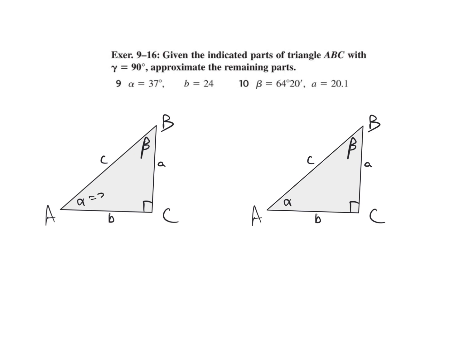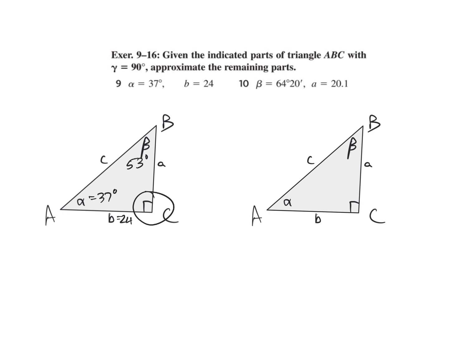So alpha is 37 degrees. What's beta? You take 90 minus 37. Why is it 90, not 180? Because they all have 90 degrees there. 180 minus 90 is 90 degrees left to be used between the two. So 90 minus 37 is 53, so that's 53 degrees. All right, so we got part of it. B is 24. Now let's solve for everything else.